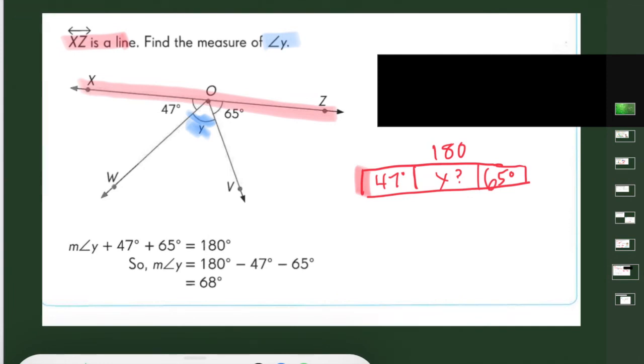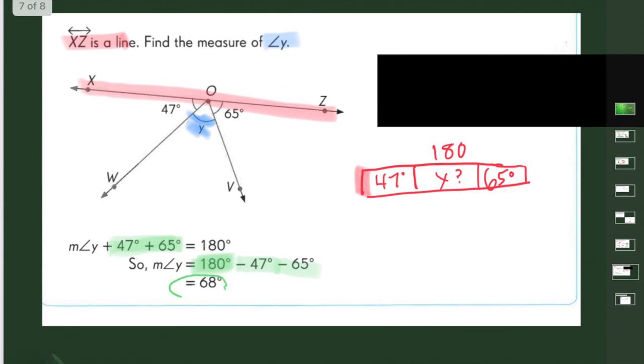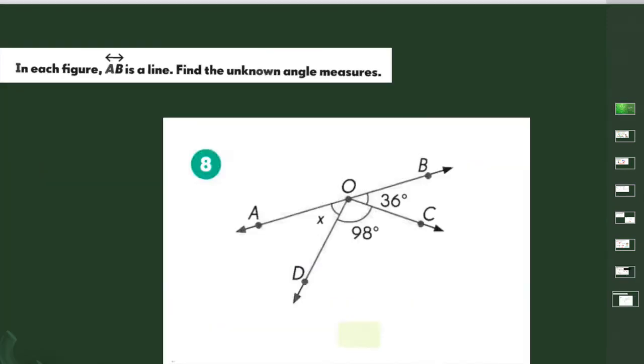Okay, so did you first add together the two angles we did know, 47 plus 65? Maybe you did. In either case, we know that to find the missing angle, we're going to need to take the total and subtract 47 and then subtract 65. And in doing so, the missing angle, angle Y, would be 68 degrees.